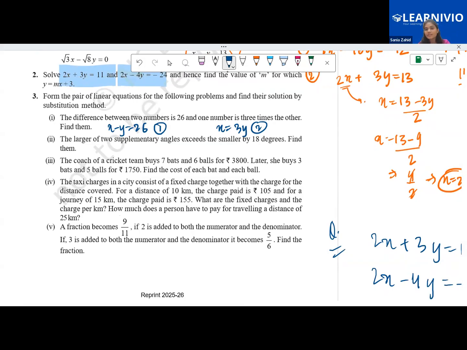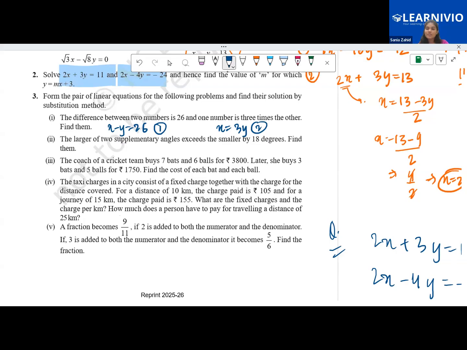Okay, what are supplementary angles? Supplementary angles add up to 90. Yeah, that add up to 90. No. Then what are complementary? 180. No, complementary are 90 and supplementary are 180.